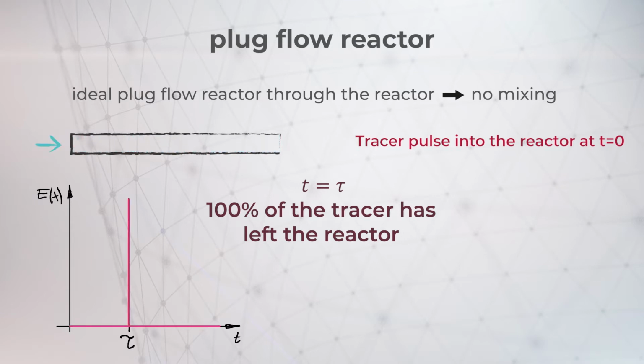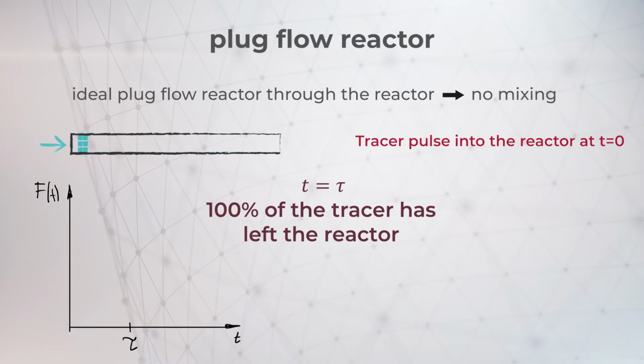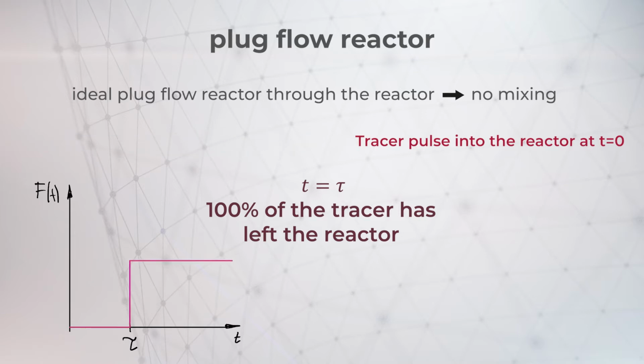Therefore, E of t is the Dirac delta function of tau minus t. The Dirac delta function is always 0 except at 0 where it is infinite. This means that it always displays exactly like this. It is always 0 except at tau where it is infinite, because with the term tau minus t we move the function towards the point tau. F of t is the corresponding step function. F of t is always 0 until it jumps to 1 at t equal to tau.